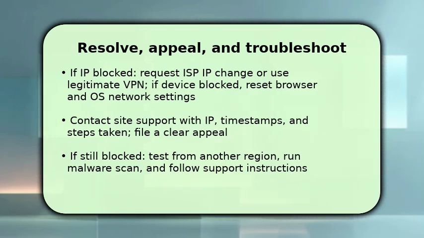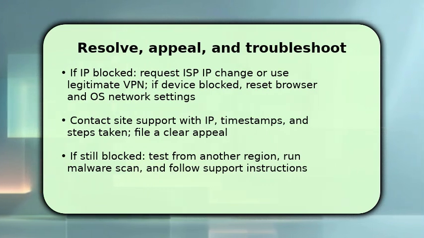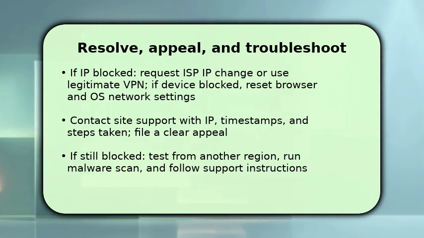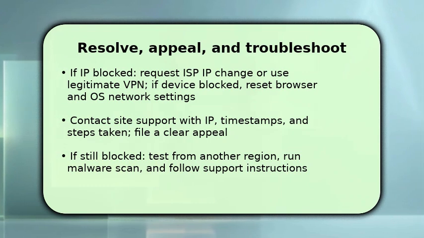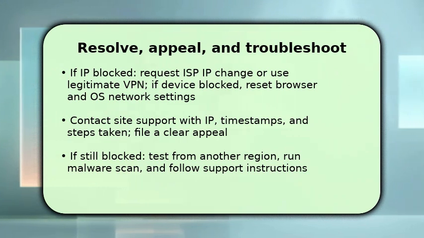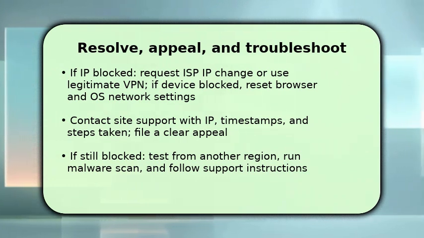Finally, take restorative actions and prepare to appeal. If the IP is blocked, ask your ISP for a new address or use a reputable VPN. If the device is flagged, reset browser profiles and flush DNS. Contact the site's support with your public IP, exact timestamps, and a list of troubleshooting steps you've tried. This makes appeals faster and more likely to succeed.